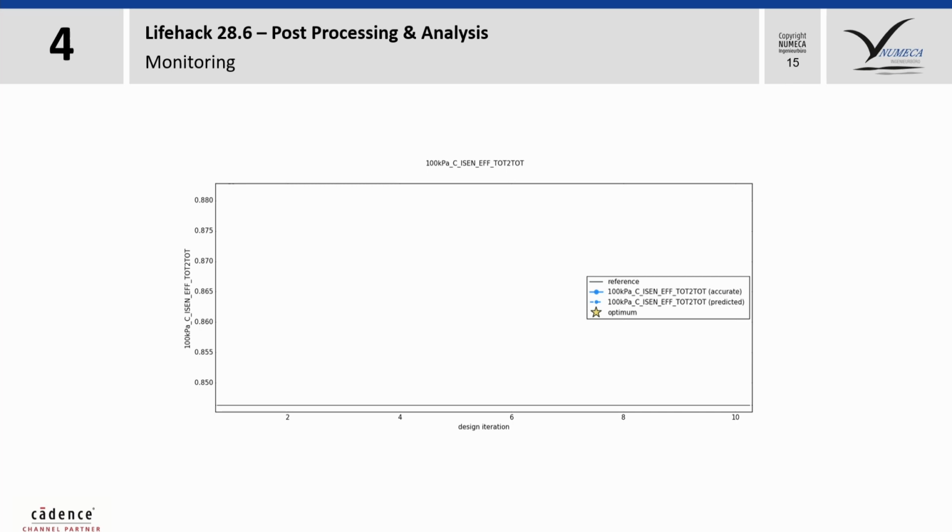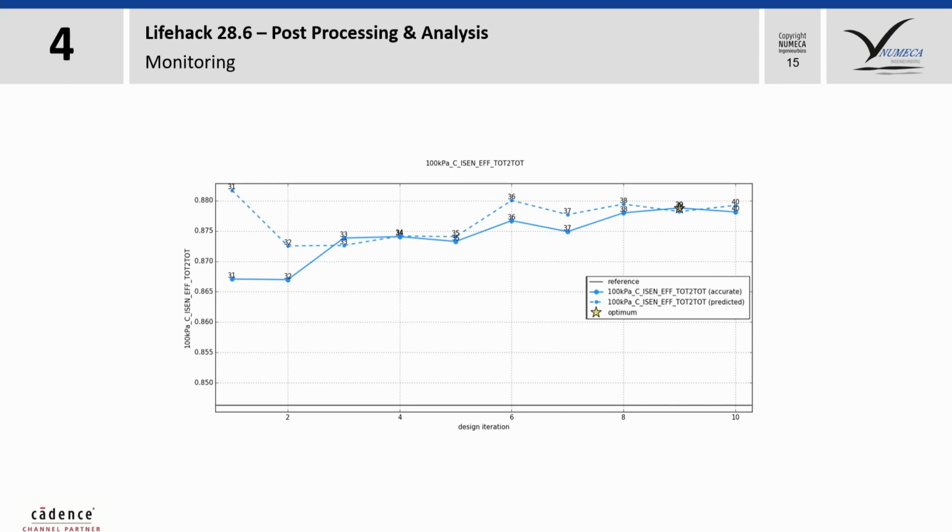Let's come to monitoring an optimization run. Here on an example of a single-objective optimization. The two curves show the evolution of our objective, in this case the efficiency of the designs, whereby the dashed line marks the value predicted by the surrogate model and the other the simulation value.